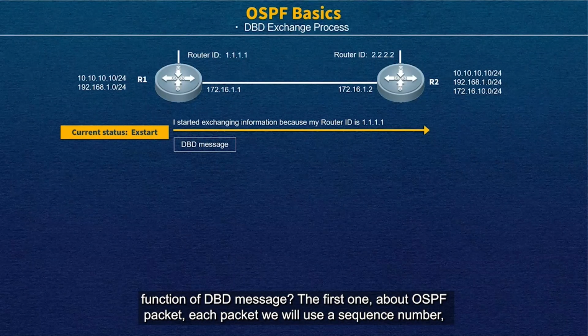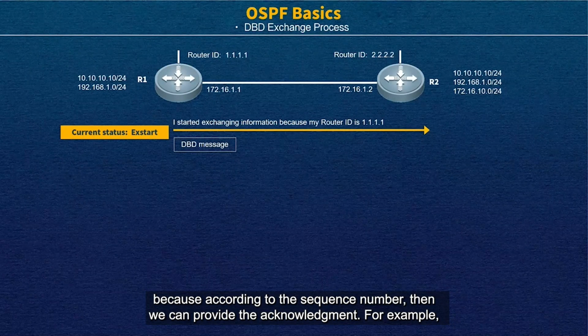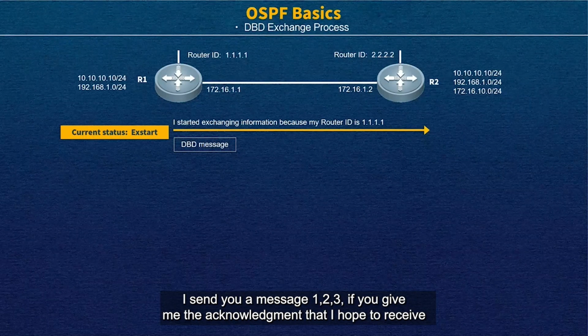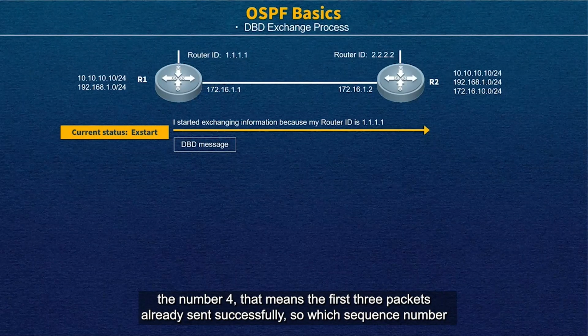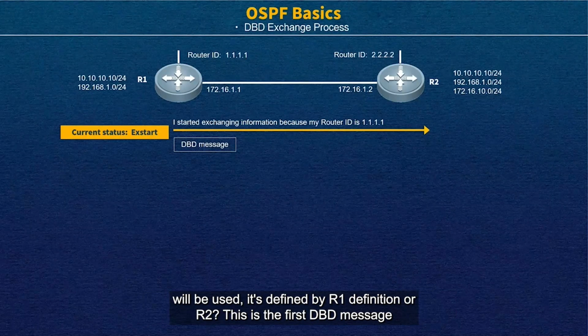And what's the function of the DBD message? The first one is about OSPF packets. For each packet we use a sequence number, because according to the sequence number, we can provide the acknowledgement. For example, I send you the messages 1, 2, 3. If you give me an acknowledgement saying you hope to receive number 4, that means the first 3 packets were already sent successfully. So which sequence number will be used? From router 1's definition or from router 2's definition? This is the first DBD message function.